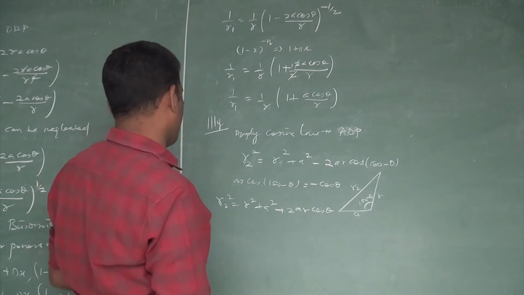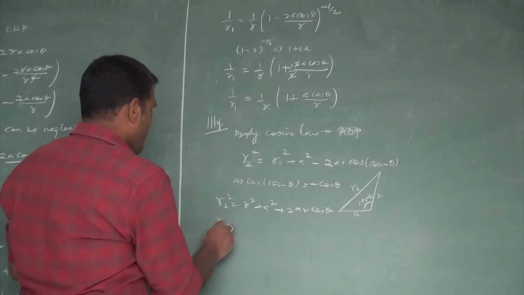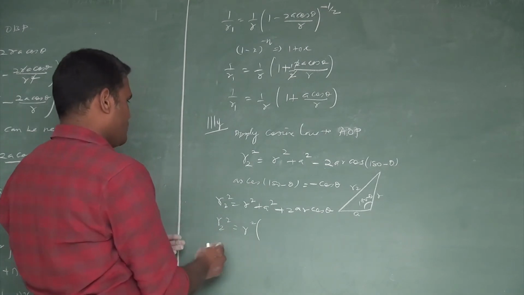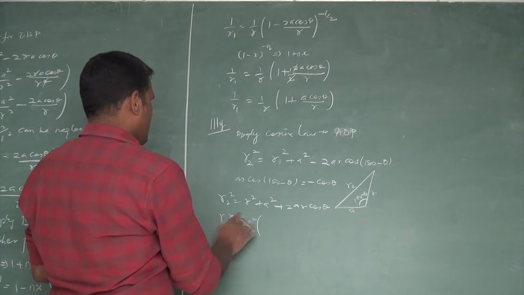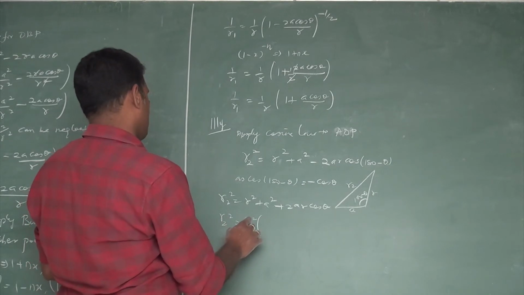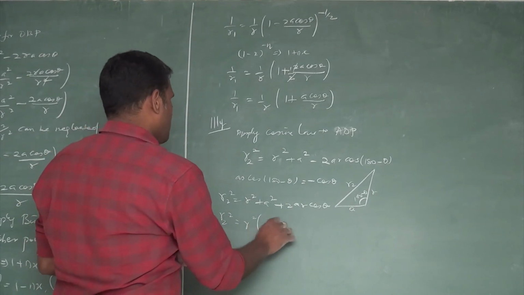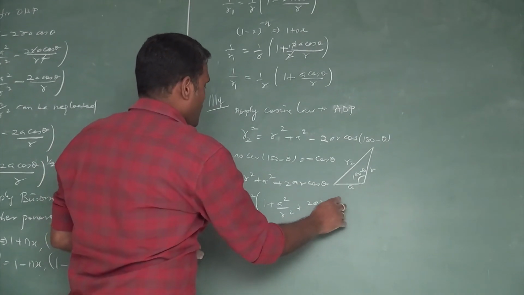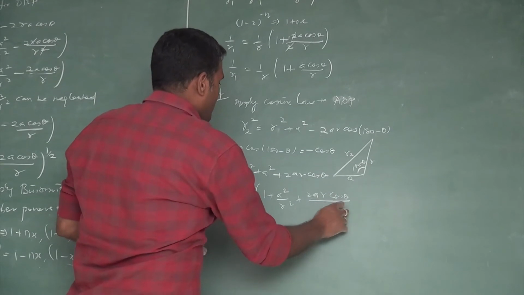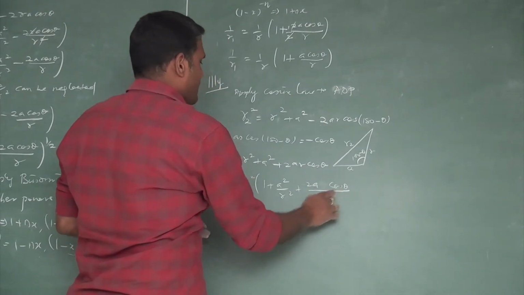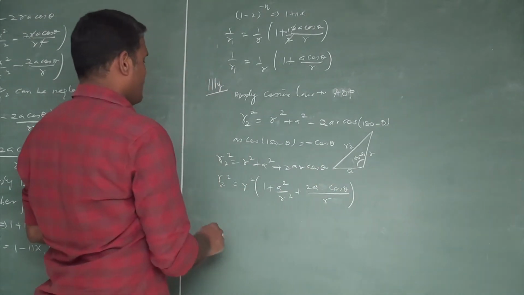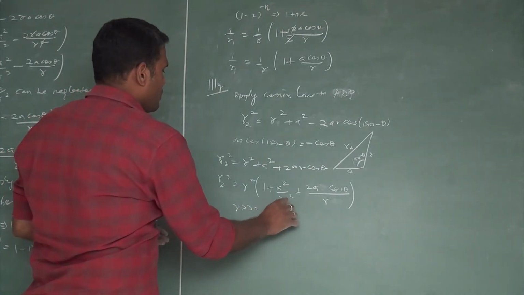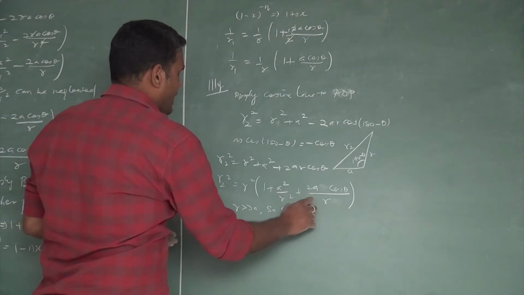Once again, follow the same procedure. What we did earlier, we took out r square. So r2 square is r square into 1 plus a square by r square plus 2ar cos theta divided by r square. I can rewrite this as 2a cos theta divided by r. Then r is much greater than a, so a square by r square can be neglected.